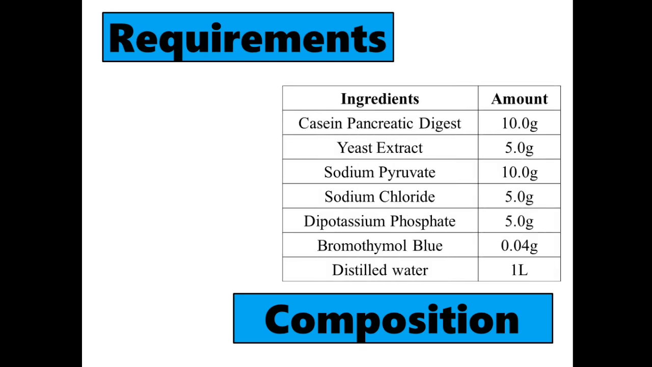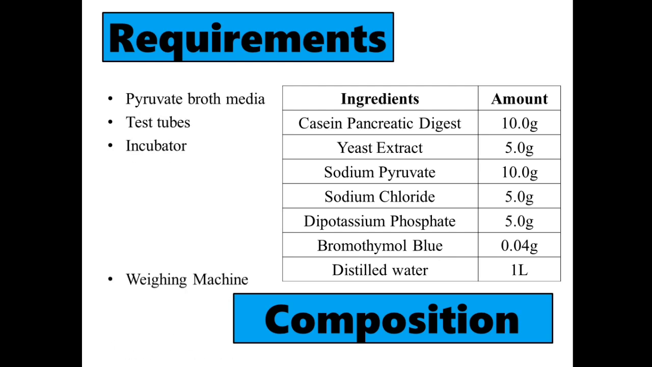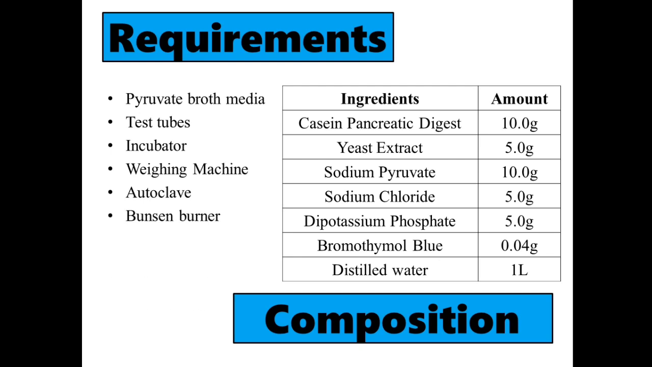First of all, when we want to perform this test, we need the composition of the media. This media contains casein peptide digest 10 gram, yeast extract 5 gram, sodium pyruvate 10 gram, sodium chloride 5 gram, dipotassium phosphate 5 gram, bromothymol blue 0.04 gram, and distilled water 1 liter. Now, the requirements we need to perform the test are pyruvate broth media, test tubes, incubator, weighing balance, autoclave, Bunsen burner, inoculating loop, and personal protective equipment.